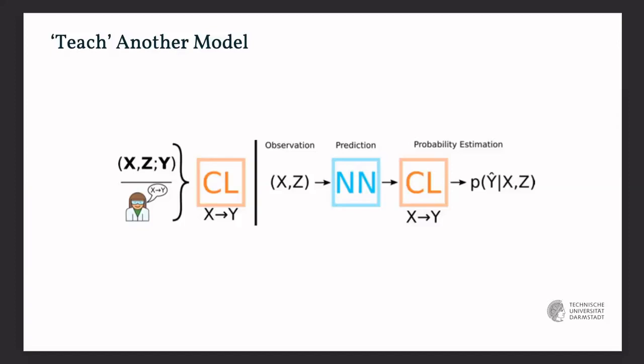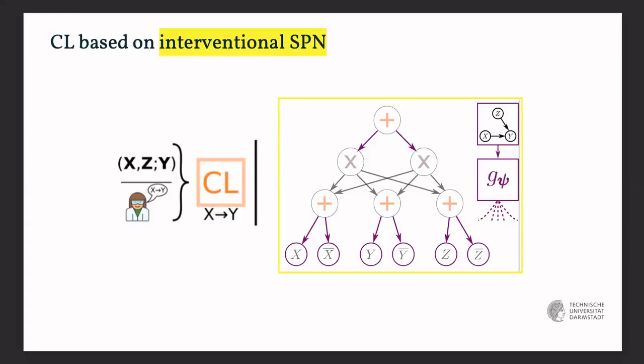But what we are trying to ask here is whether we could actually take a non-causal model and make it more causal. So we have this pipeline where you just have observational data in your predictive model. It could be a neural net, but it could also be something else. So we try to be model agnostic here. And then have this teacher model, which is this causal loss, what we call, and then model the causal distribution. One way of doing this is with these so-called interventional SPNs, sum product networks.